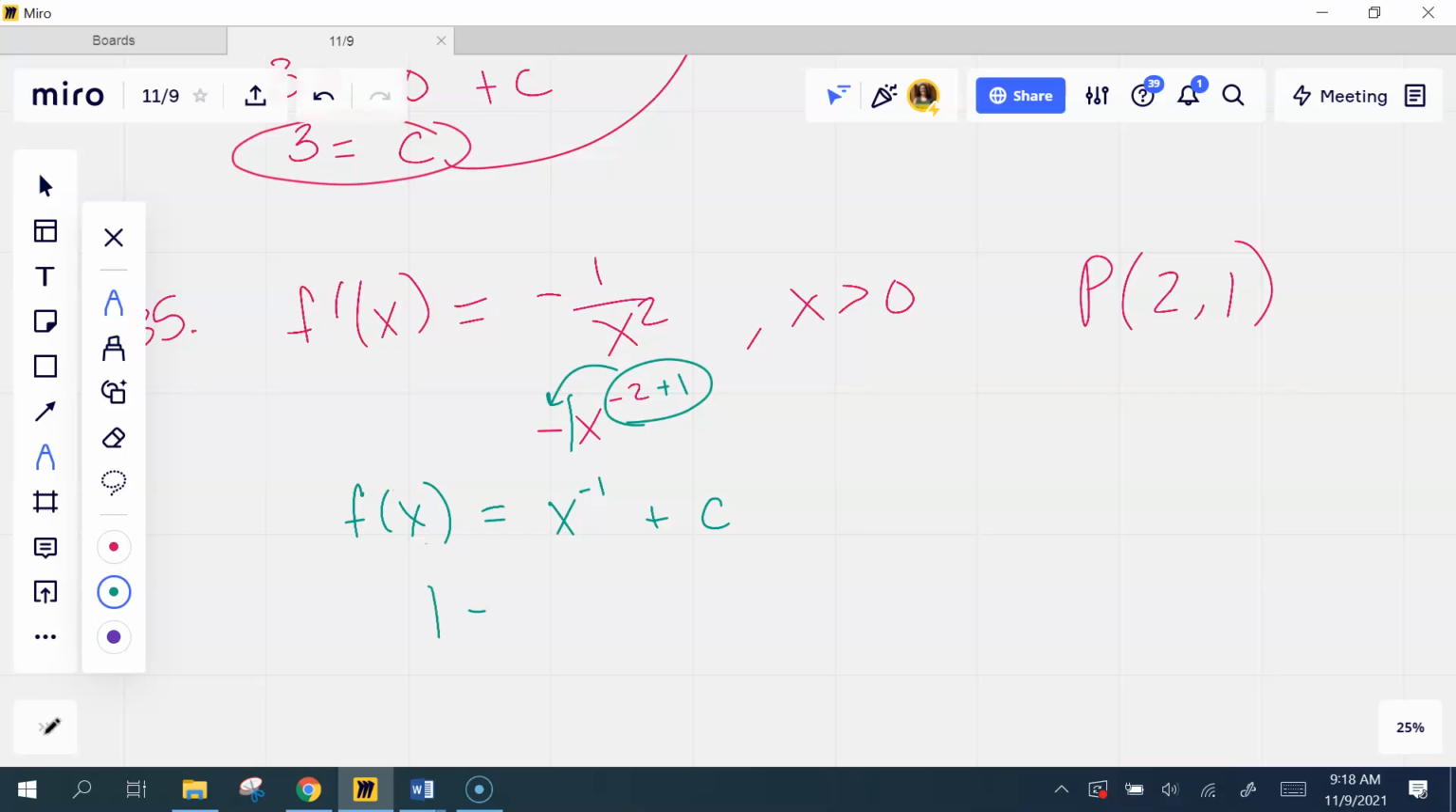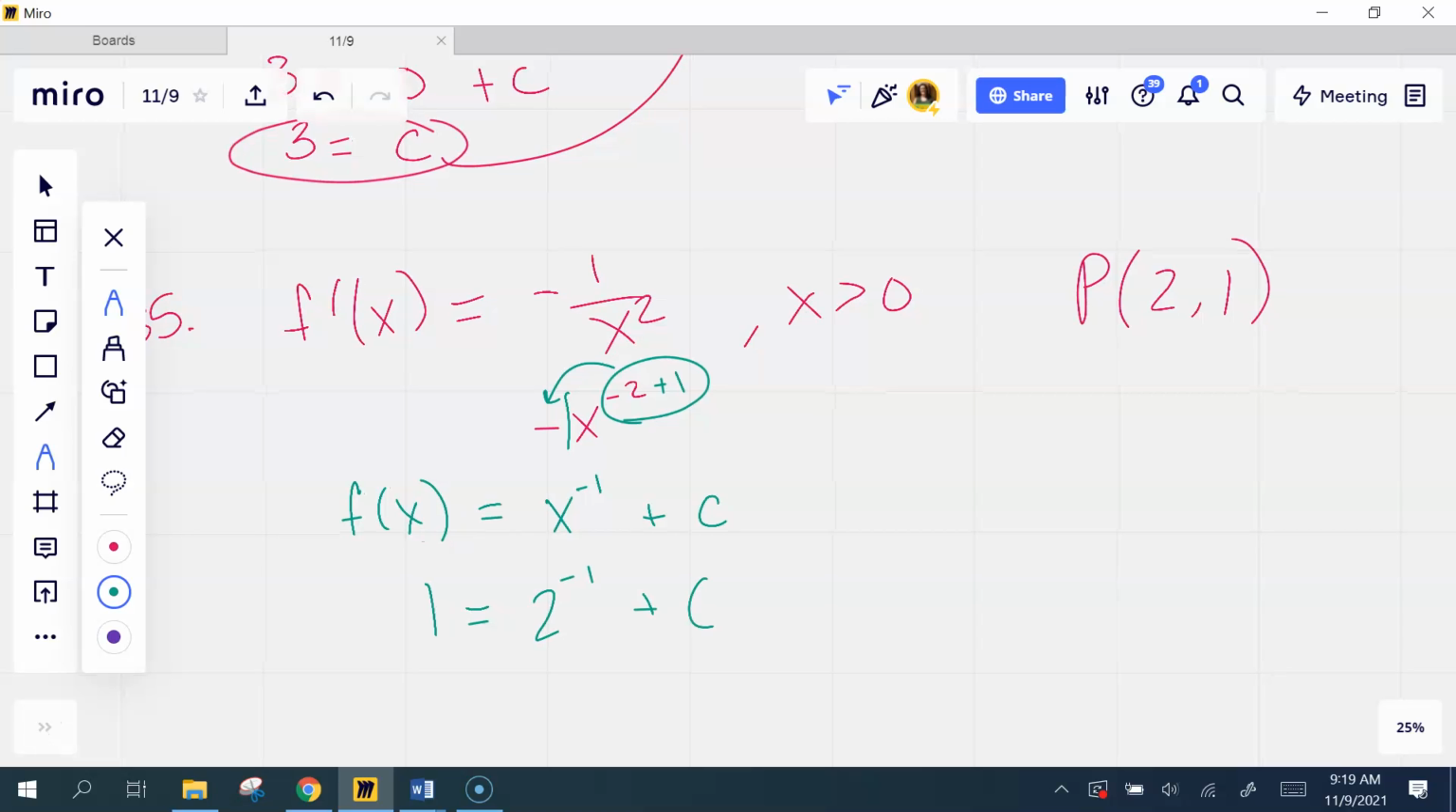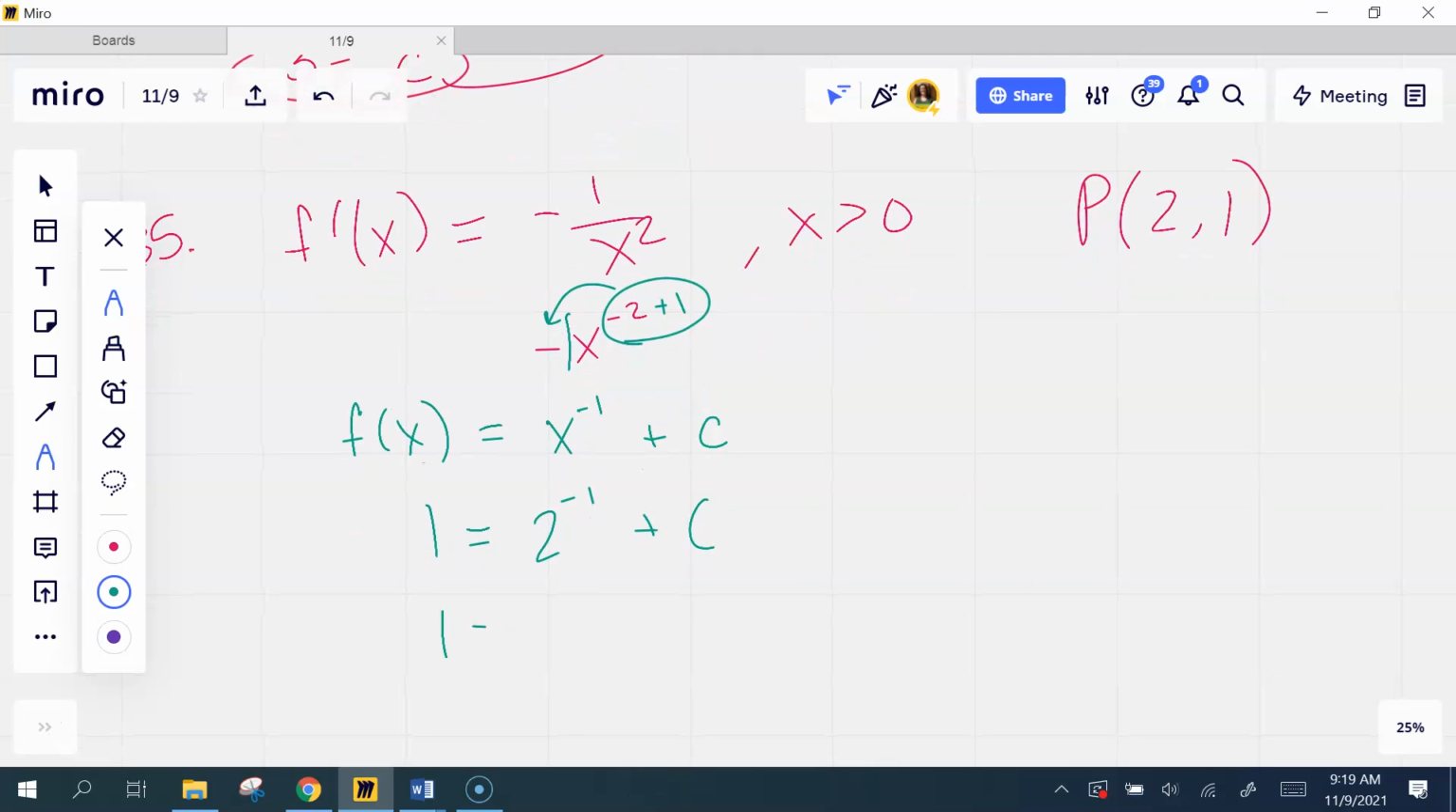All right, so 1 equals 2 to the negative 1 plus c. 2 to the negative 1 is 1/2. Subtract 1/2. Awesome. So the antiderivative here is x to the negative 1 plus 1/2.